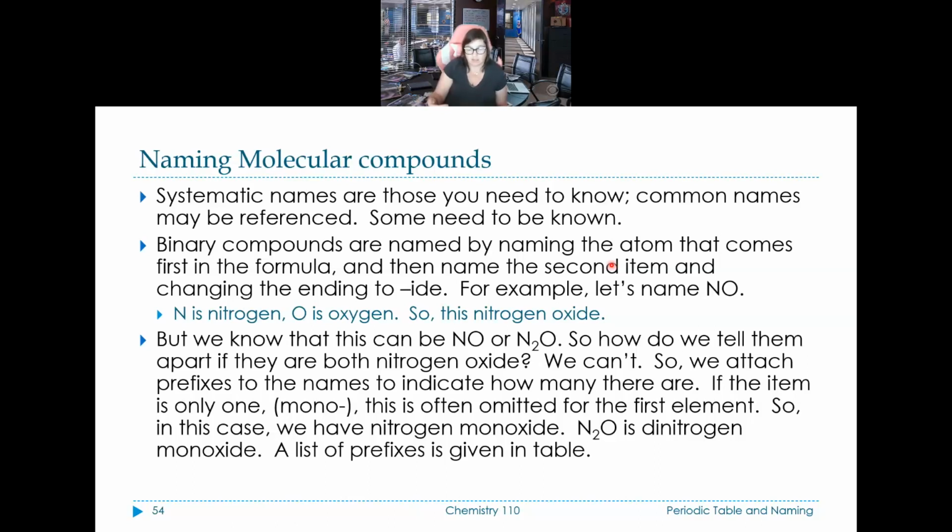So in this case, we have nitrogen monoxide. There's 1 oxygen, so it's monoxide. We don't need to list it as mononitrogen monoxide, but we can. N2O4 is then dinitrogen tetroxide. And a list of prefixes is given in the table, right? So you're going to get a table of those prefixes in terms of what they are.